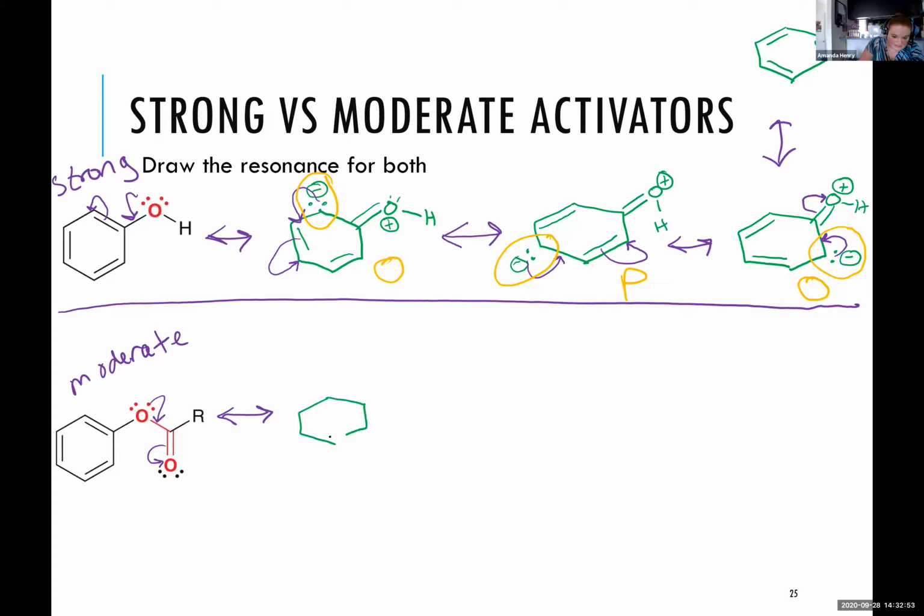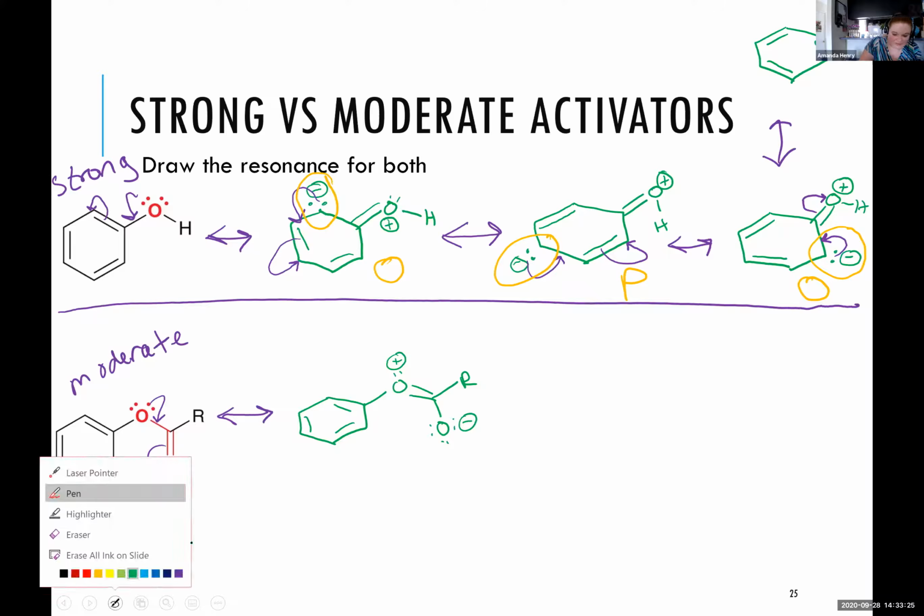So the benzene ring is not affected at all, but this is still an important resonance structure to know because it is showing us why it's not as good at donating electrons to the ring. It has to share them with that carbonyl. So we end up with that as a resonance structure. So I'm going to put those electrons right back where they belong, get back to where we started.